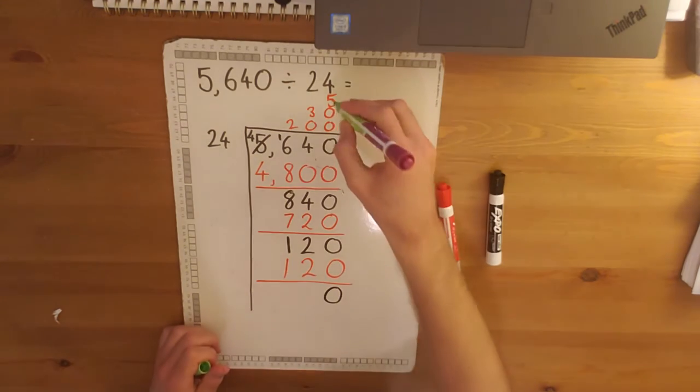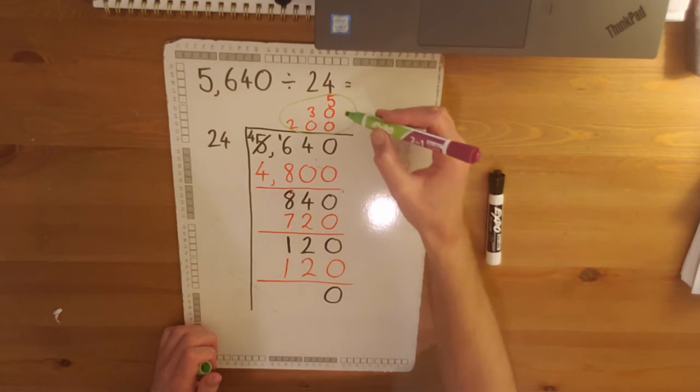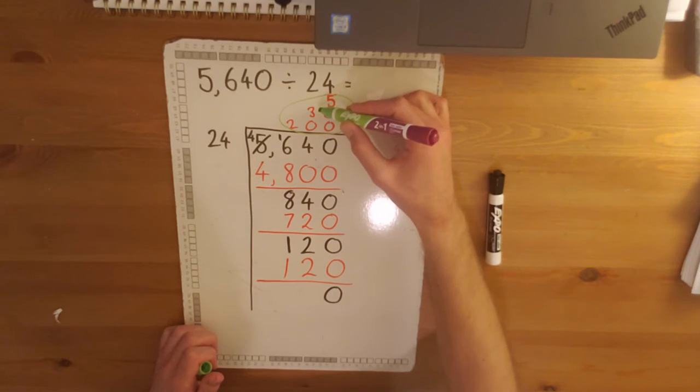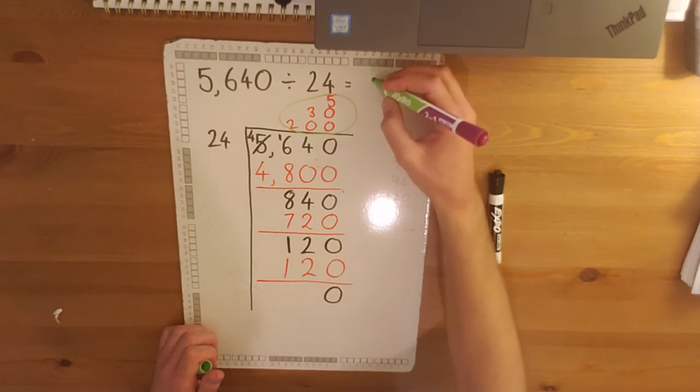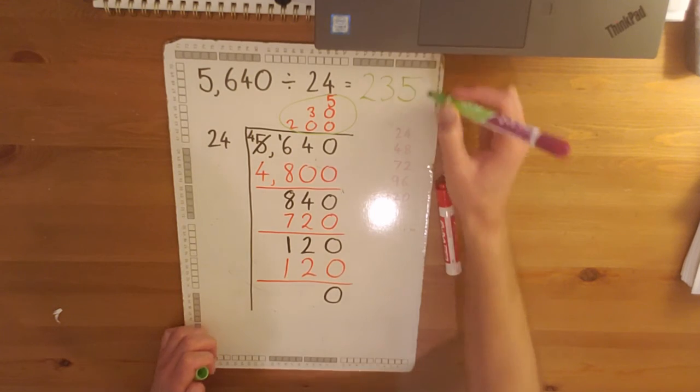Finally, the last thing I need to do is take all of the chunks of 24 that I took away and add them together. So it's 5, add 30, add 200. So my answer is going to be 235.